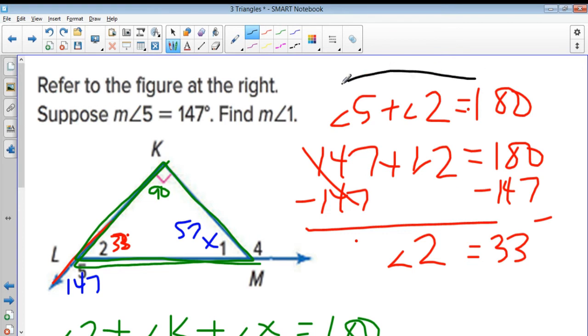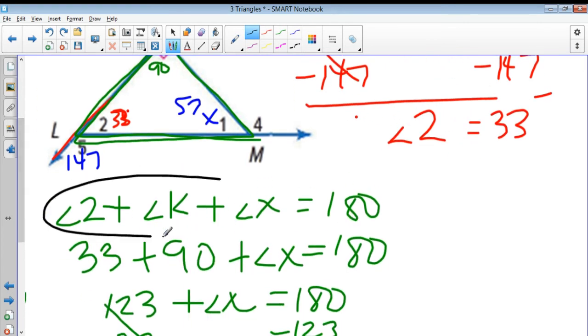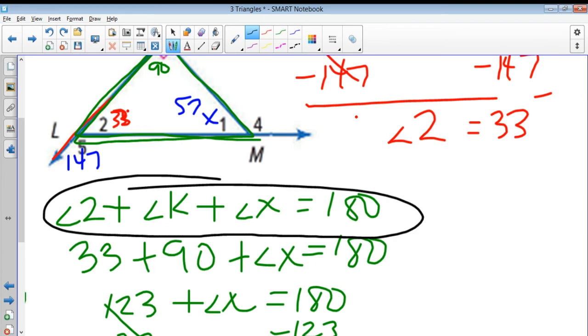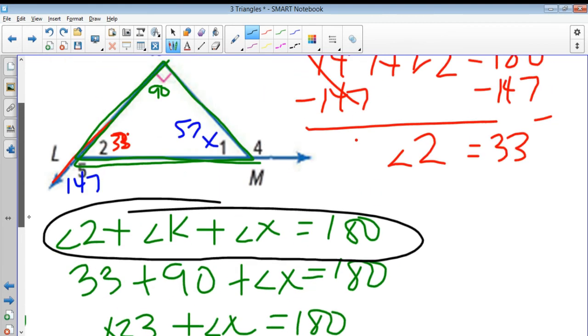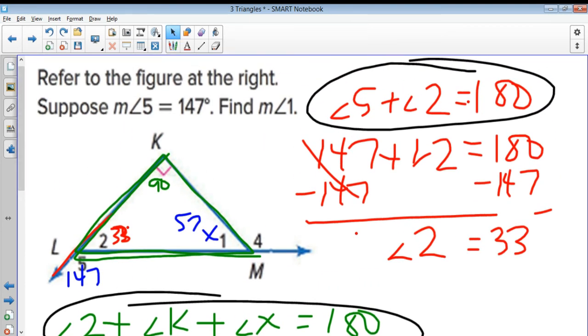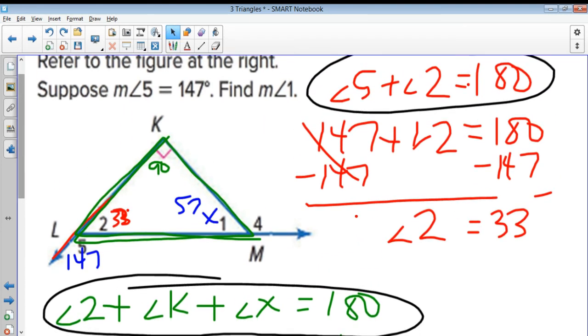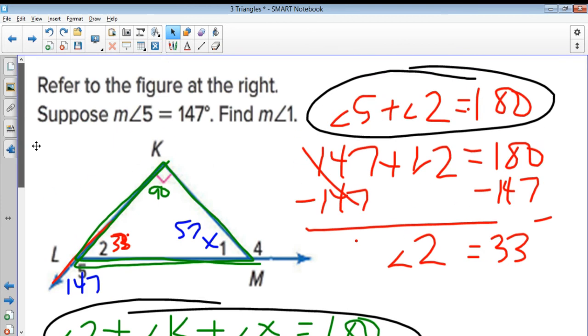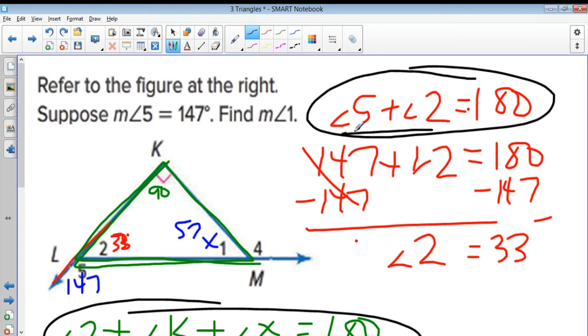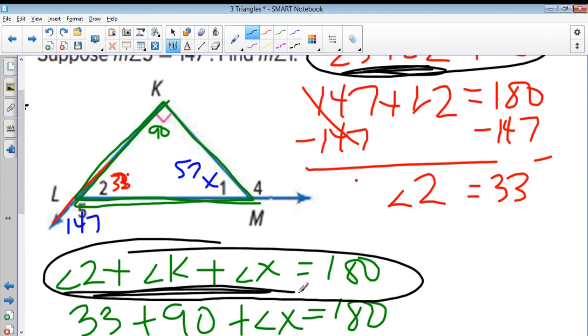If we look at these two statements, angle 5 plus angle 2 equals 180, and angle 2 plus angle k plus angle x equals 180, we see something very powerful there. What we see is that these are both equal to 180. So we can go back to our understanding of algebra. If this equals 180, this equals 180, and this equals 180, then they must be equal to each other.